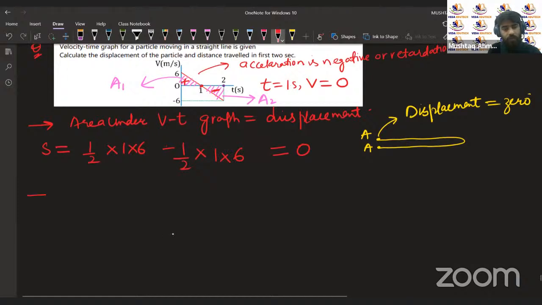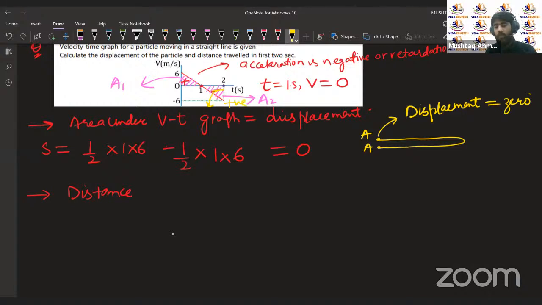If we have to calculate the distance traveled, the distance will be equal to... we will not take the negative area here. We'll take this area also positive. If we take this area as positive, then the total area will be calculated as the distance traveled. We'll not take this area as negative. We'll get the total distance, right?